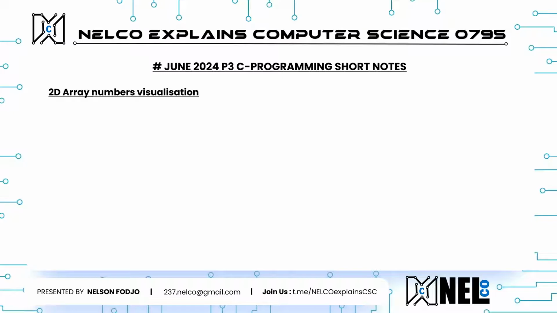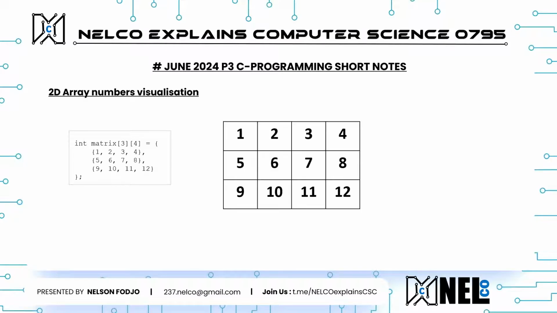Let's now go to a visualization of the array. We are going to initialize it as a table or a matrix filled with numbers 1, 2, 3, 4, 5, 6, 7, 8, 9, 10, 11, 12. And as you can see, it is a matrix of 3 rows and 4 columns. Let's look at the indexes.